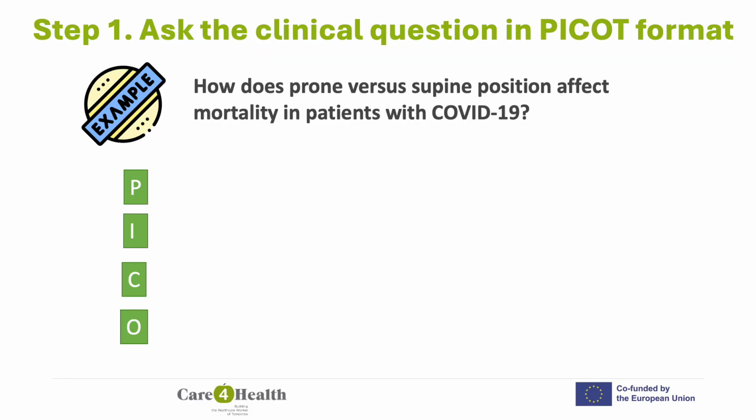Now we are going to practice a little because it's very important to be able to recognize the different elements in our clinical questions. Here, I want you to think a few minutes. Where are the elements of this clinical question? You can stop the video and think a little. The question is, how does prone versus supine position affect mortality in patients with COVID-19? Stop the video.